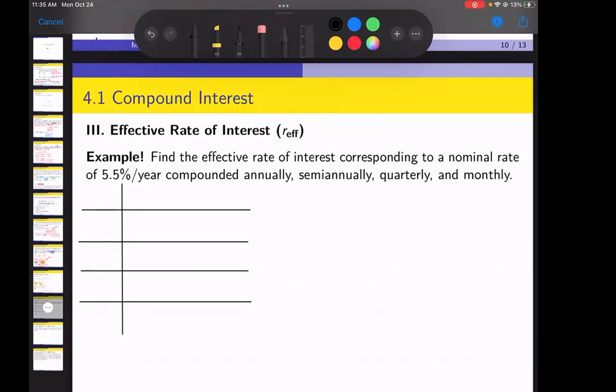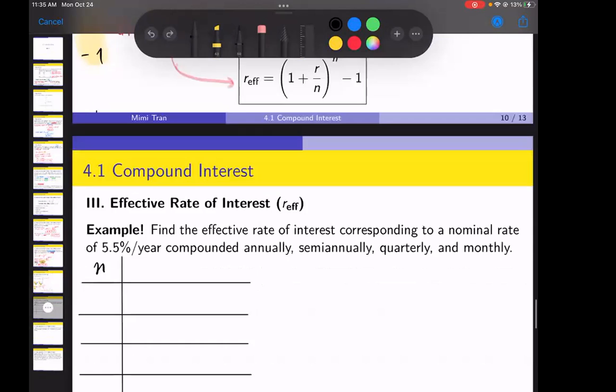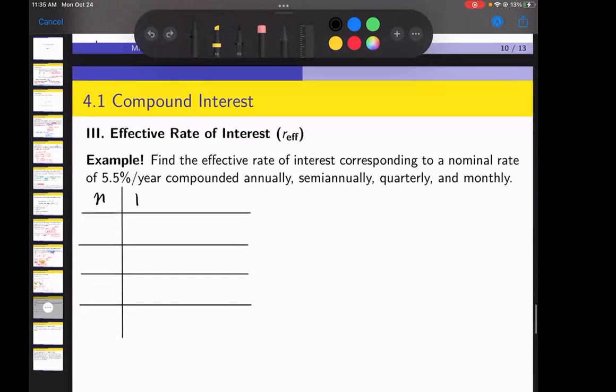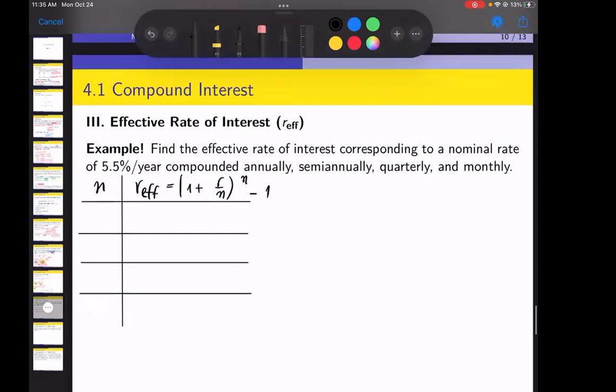Okay. So here's N, the number of compounding periods. And then the formula. What formula should I use? I'm sorry, that's right there. My bad. I was thinking continuously compounding. R effective equals (1 plus R over N) to the N, minus 1.